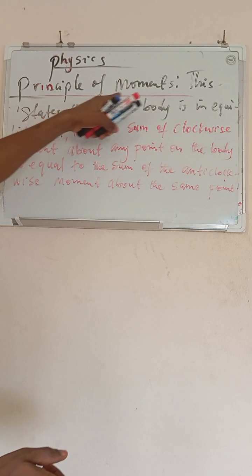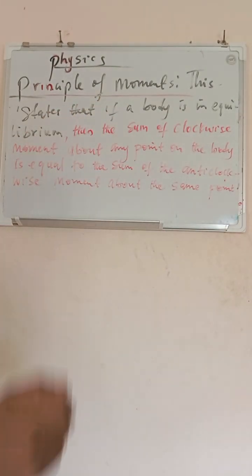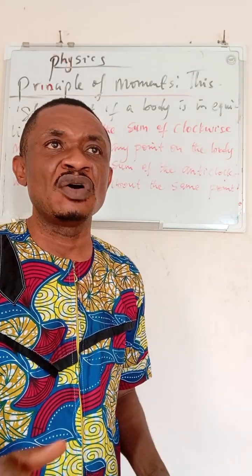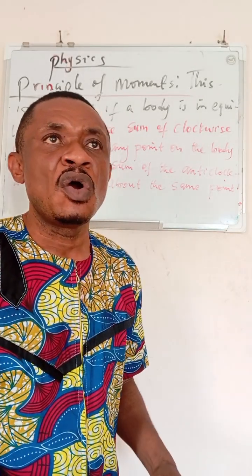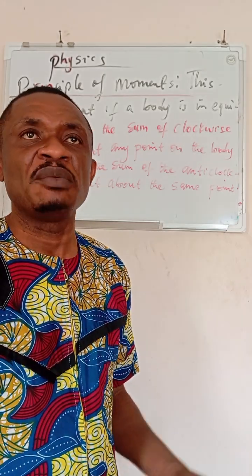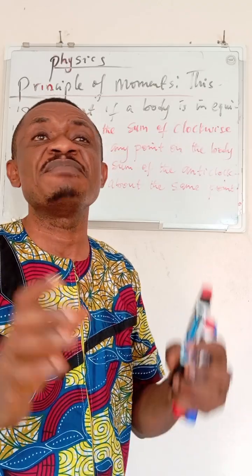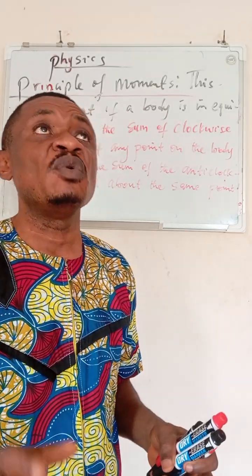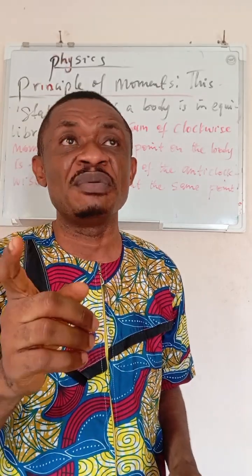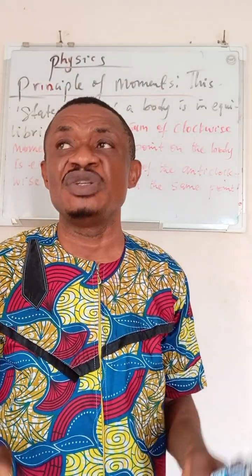We want to look at the principle of moment. This principle states that if a body is in equilibrium, and we know what equilibrium is: a body is in equilibrium when it is either at rest or moving with a uniform speed. A body can be at rest and be in equilibrium, and a body can be moving and be in equilibrium. A fan that is not rotating is in equilibrium, and when it rotates with a constant angular speed it is also in equilibrium.